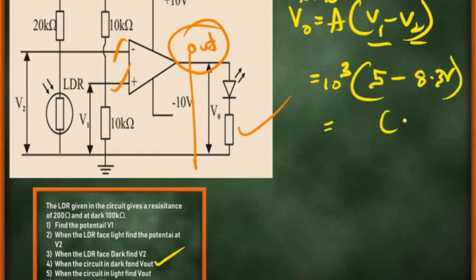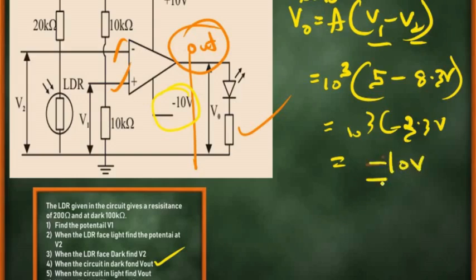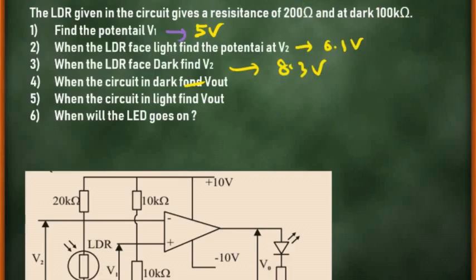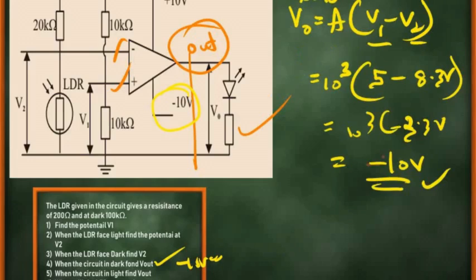So 3.3 minus into 10 to the power 3, so it goes to a very high value of negative. So we can assume it's minus 10 volt because it's getting to the maximum value of minus. So I'll assume it's minus 10 volt, right? Minus 10 volt. That's our fourth answer, minus 10 volt. Right. Let's update our answer now. It's minus 10 volt.